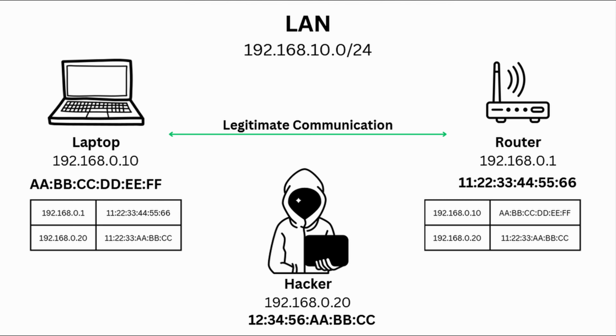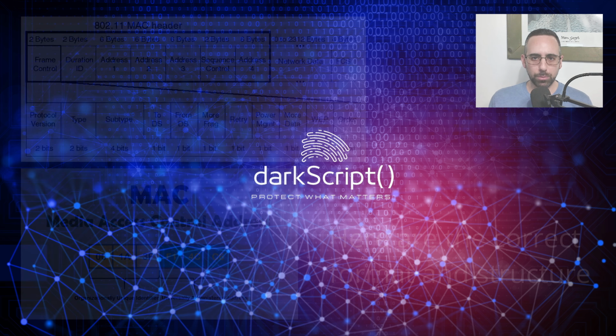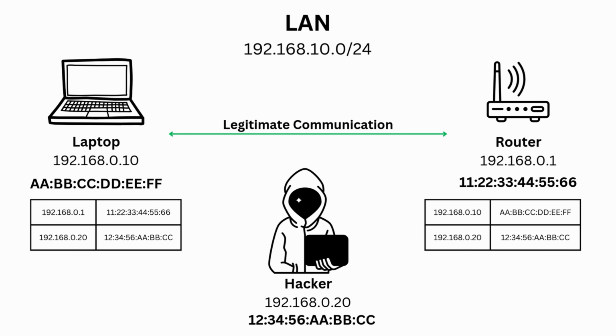The router knows that 192.168.0.10 has the MAC address of AABBCCDDEEFF, and the laptop knows that its default gateway's address, the router, has the MAC address of 112233445566. By the way, no MAC address looks like this. I'm really just trying to simplify it for you. This is what their ARP tables would look like typically after a standard ARP resolution. These are legitimate entries. Now, my attacker, the 192.168.0.20, has the MAC address 123456AABBCC.